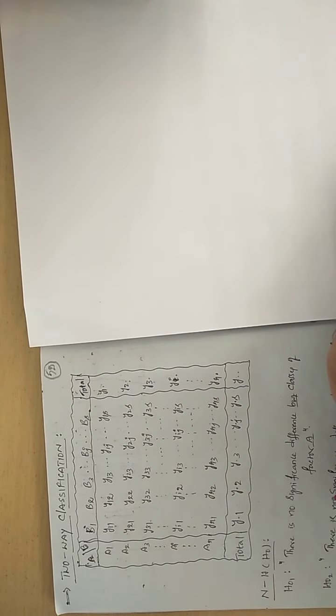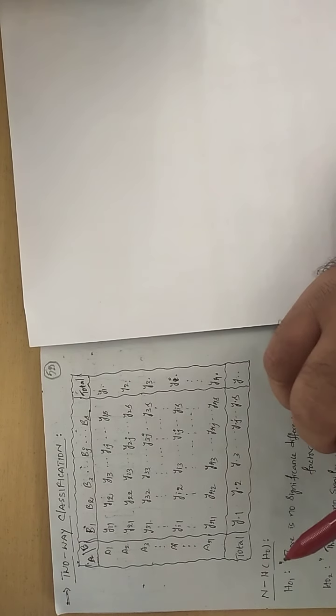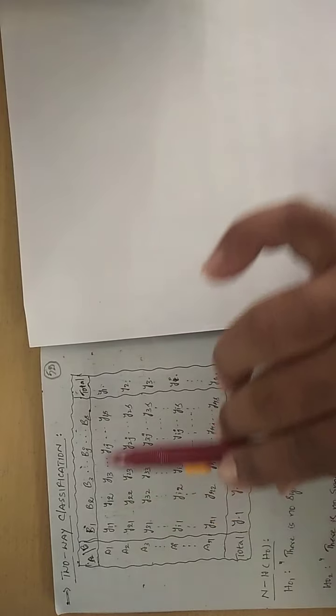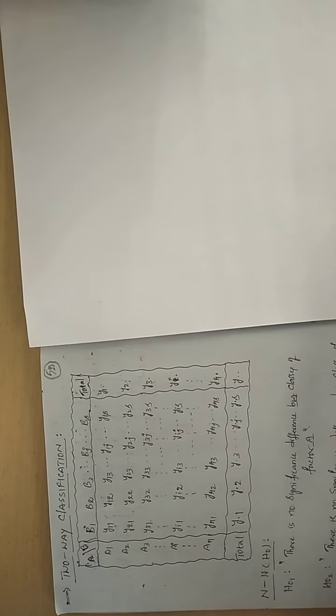And one more very important point is, here you are going to get 2 null hypotheses and 2 alternative hypotheses, because one is for rows and one is for columns. That's all. Now this is called the theoretical part of the table format of the two-way classification.